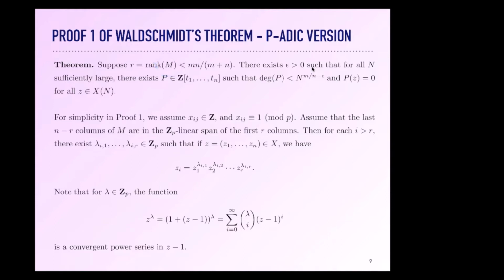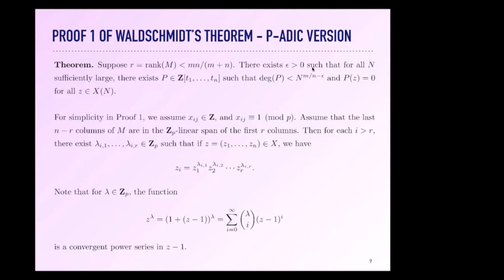So that means that some n minus r columns are in the Qp linear span of the first r columns, because this is a matrix of coefficients in Qp, this field, and it has rank r. So there are some r columns such that all the other columns are a linear combination of those. So let's move the linearly independent ones to the front and the linearly dependent ones to the back, and I'll just scale the rows. This doesn't change much, such that all the coefficients appearing in those linear dependencies are in Zp rather than just Qp.